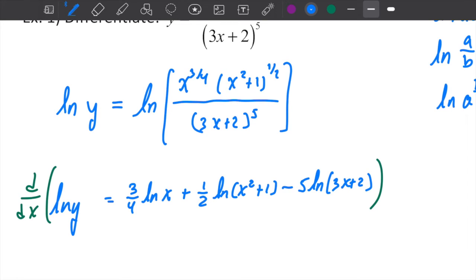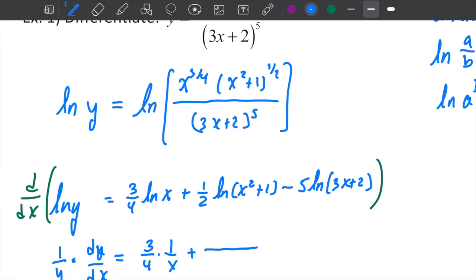Derivative of natural log of y is 1 over y multiplied by dy dx. Think implicit differentiation. 3/4 times the derivative of natural log of x. Well, that is 3/4 multiplied by 1 over x. That's it. Add to that, well, we've got 1/2 multiplied by the derivative of natural log of x squared plus 1.